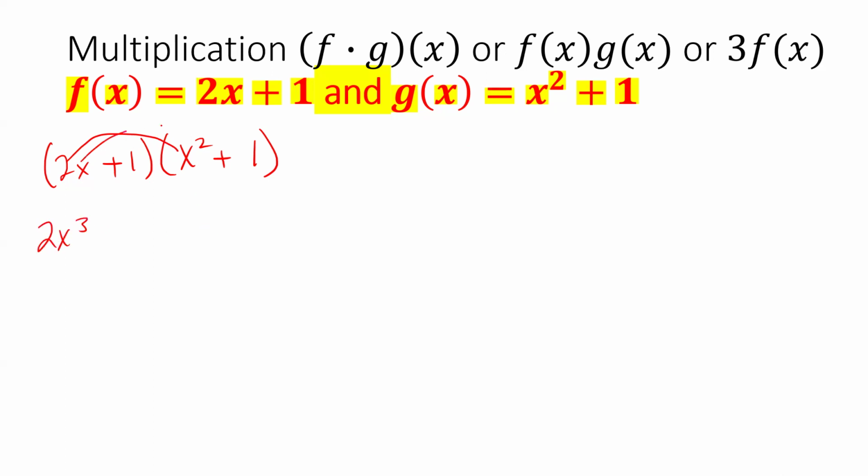Then we have 2x times 1, which gives us 2x. Okay, I've now multiplied this term times every term in the other expression. Now I'm going to do the next term. 1 times x squared is 1x squared. And then 1 times 1 is 1.